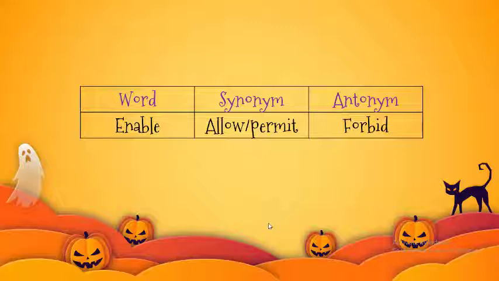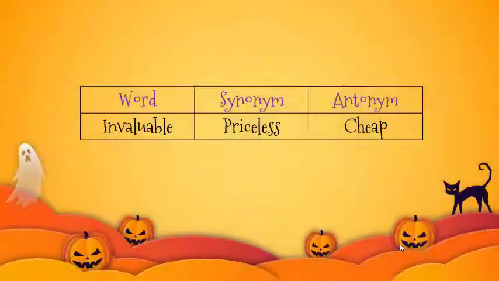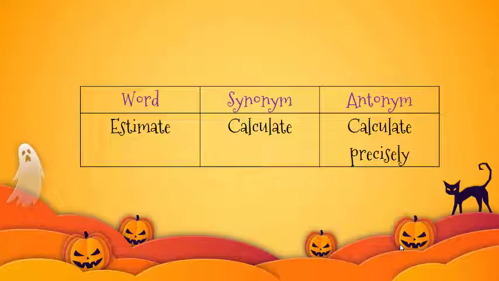Enable. The synonym of enable is allow or permit, but the antonym is forbid. Conceal. The synonym of conceal is hide, but the antonym show. Lack. The synonym of lack is need, but the antonym own. Invaluable. The synonym of invaluable is priceless, but the antonym cheap. Estimate. The synonym of estimate is calculate, but the antonym calculate precisely.